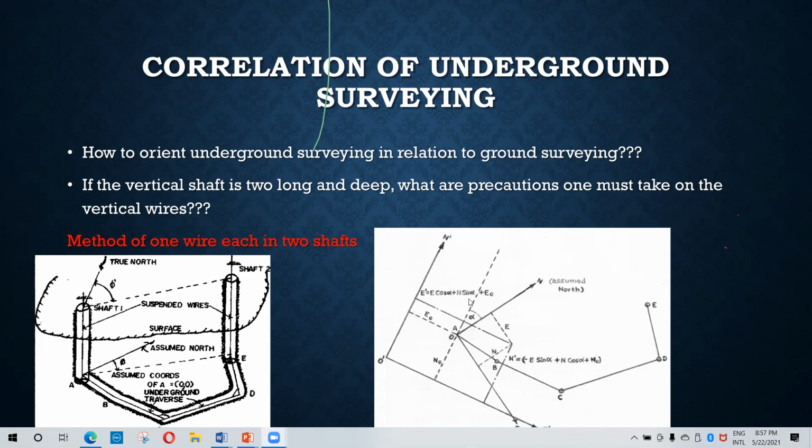I'll give you around 5 minutes to answer this question. The first question is how to orient underground surveying in relation to ground surveying. The answer is there in your book. If the vertical shaft is too long and deep, what are the precautions one must take on the vertical wires? There are two methods explained in your book: the method of one wire in each of two shafts, and the method of two wires in one shaft, right?